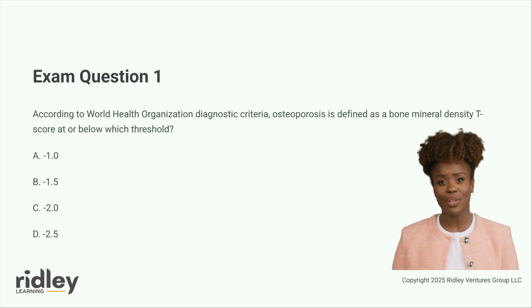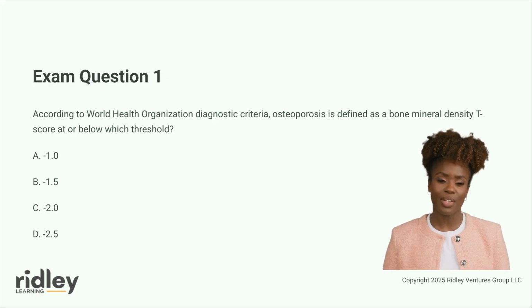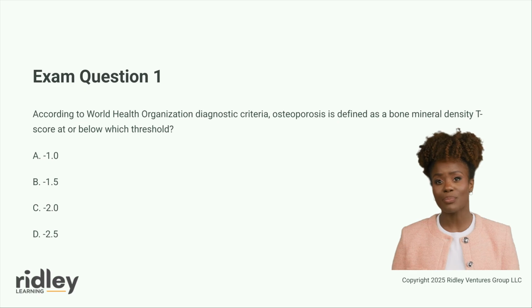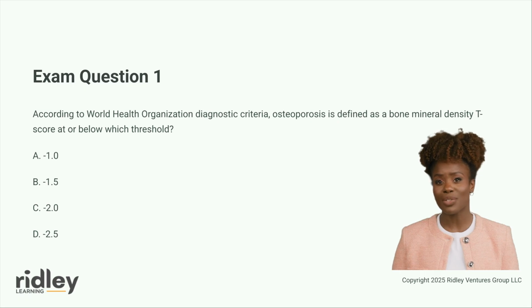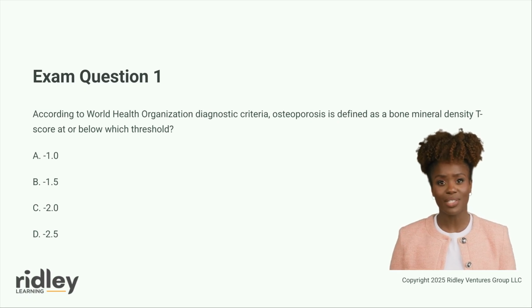According to World Health Organization diagnostic criteria, osteoporosis is defined as a bone mineral density T-score at or below which threshold? The correct answer is -2.5. The World Health Organization established these diagnostic criteria in 1994, and they remain the gold standard for defining osteoporosis based on dual-energy X-ray absorptiometry measurements.